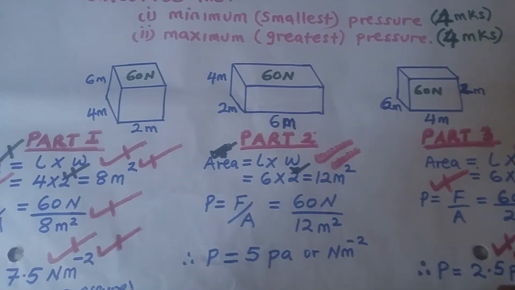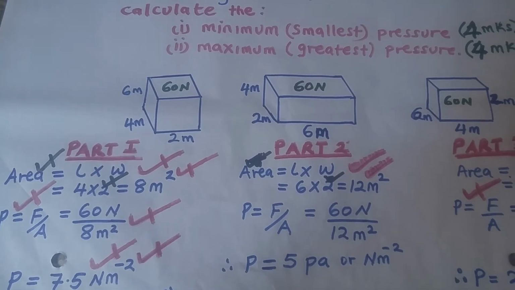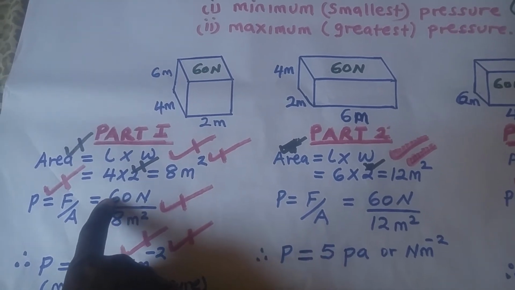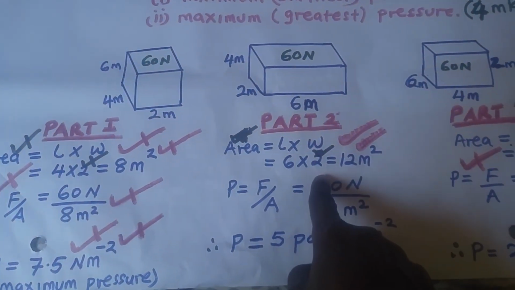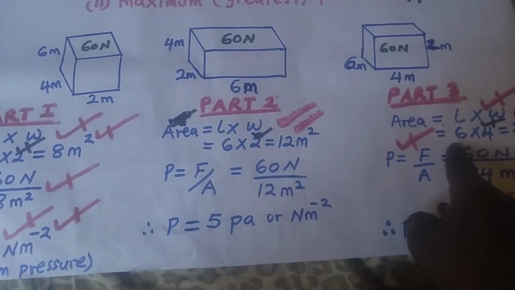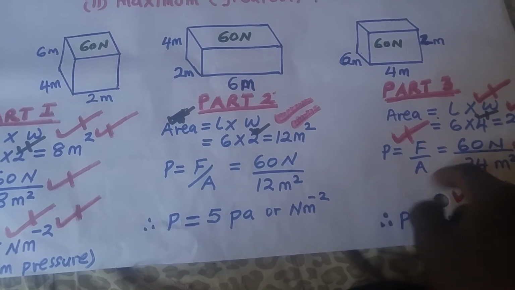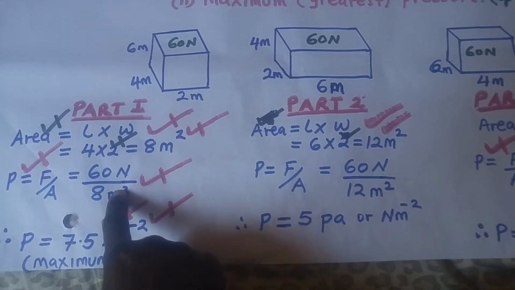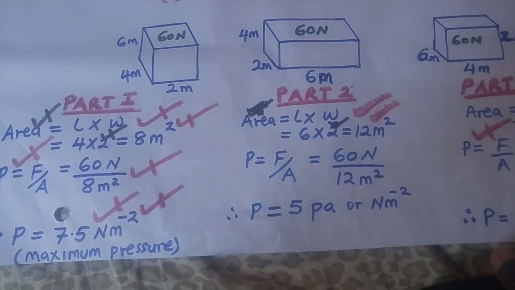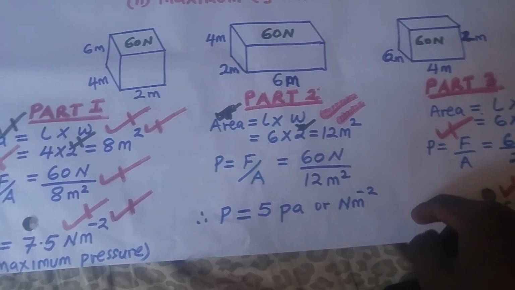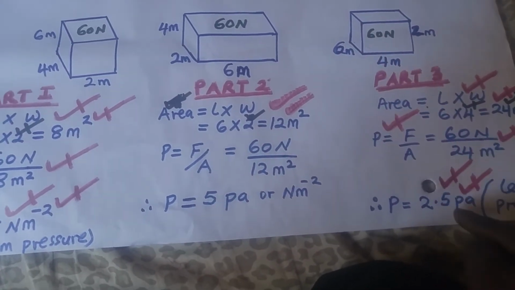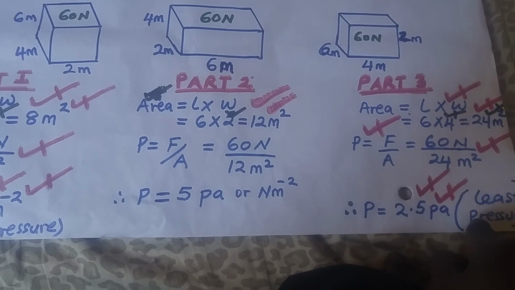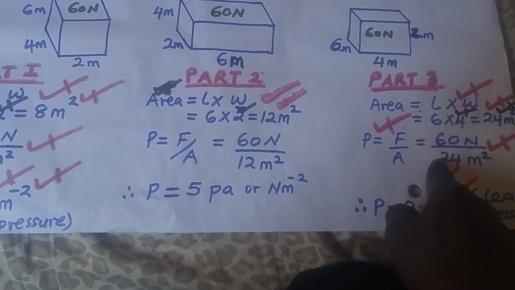Now, next time, when somebody tells you to calculate the minimum pressure and the maximum pressure, what do you do? Because when you look at it here, the force is the same. 60 newtons, 60 newtons, 60 newtons. So what has changed here? It is the area. You see? 24 meters squared, 12 meters squared, and 8 meters squared. So when you compare the areas, which one was the greatest area? The greatest area is 24. And that is where we got the smallest pressure. So what does that mean? When somebody tells you to calculate the smallest pressure, you use the greatest area.